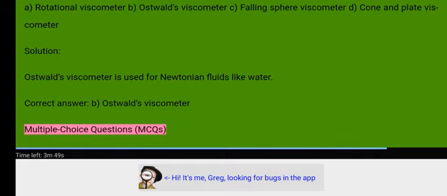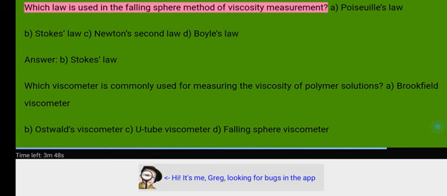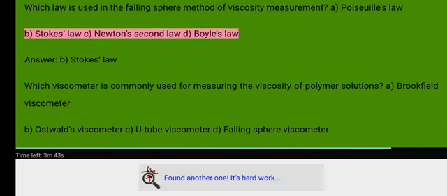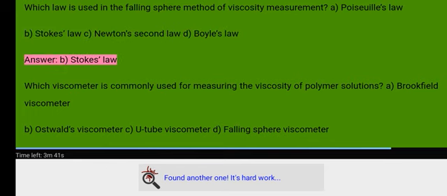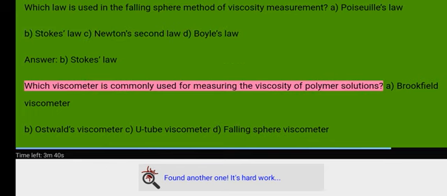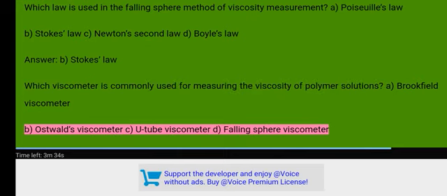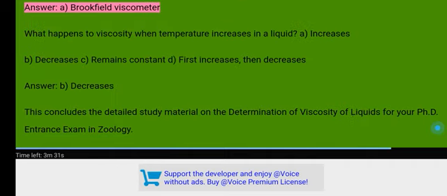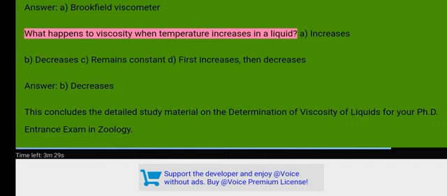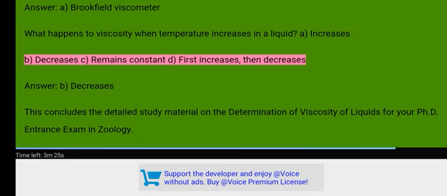Multiple choice questions, MCQs. Which law is used in the falling sphere method of viscosity measurement? A. Poiseuille's law. B. Stokes' law. C. Newton's second law. D. Boyle's law. Answer, B. Stokes' law. Which viscometer is commonly used for measuring the viscosity of polymer solutions? A. Brookfield viscometer. B. Ostwald's viscometer. C. U-tube viscometer. D. Falling sphere viscometer. Answer, A. Brookfield viscometer. What happens to viscosity when temperature increases in a liquid? A. Increases. B. Decreases. C. Remains constant. D.